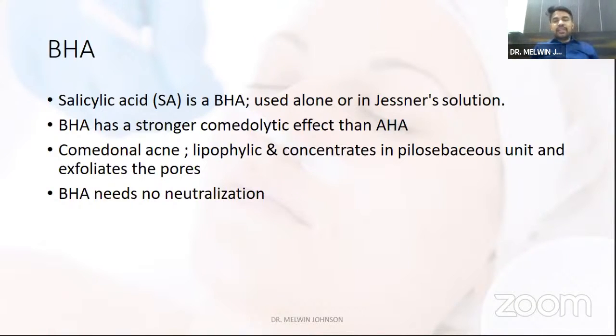So BHA, or beta hydroxy acid, that is salicylic acid, is used either alone in the form of a liquid, which is in itself very potent, or in a gel form, which is less potent and causes fewer side effects, or in a Jessner solution. It's a combination. Salicylic acid is used mostly to control acne.